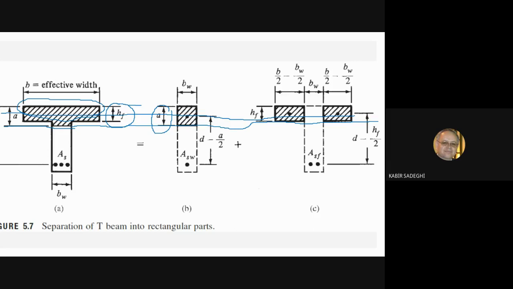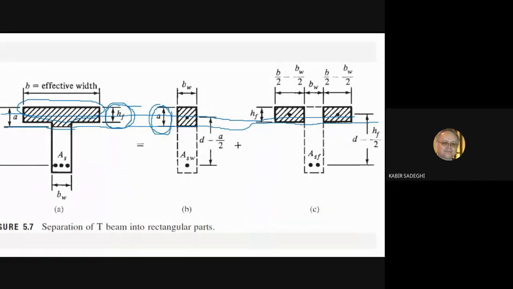But if A is greater than HF, in this case we have a real T-beam, and it is designed as a real T-beam. I hope you understood that very well.